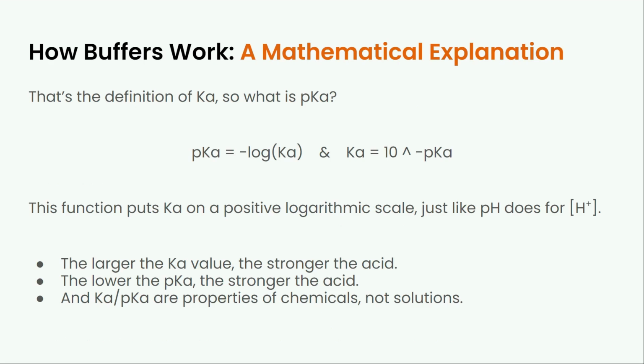So that's Ka, but what about pKa? Well, it's simply the negative log of Ka. So you could say pKa is to Ka what pH is to molar proton concentration. So I've written that here, pKa is minus log of Ka. And you've got the inverse function. You can convert pKa back to Ka, where the acid dissociation constant, Ka, is equal to 10 raised to the power of minus pKa. So this function puts the acid dissociation constant on a logarithmic scale, just like pH does for molar proton concentration.